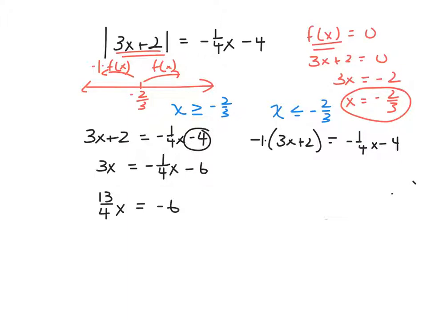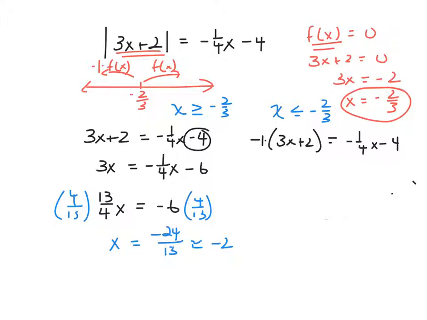The last thing I'm going to do here is multiply by the reciprocal, so I multiply both sides by 4 over 13. What that gives me is x is now equivalent to negative 24 over 13. So that is approximately right around negative 2. We'll just say that for now. It's pretty close to negative 2.